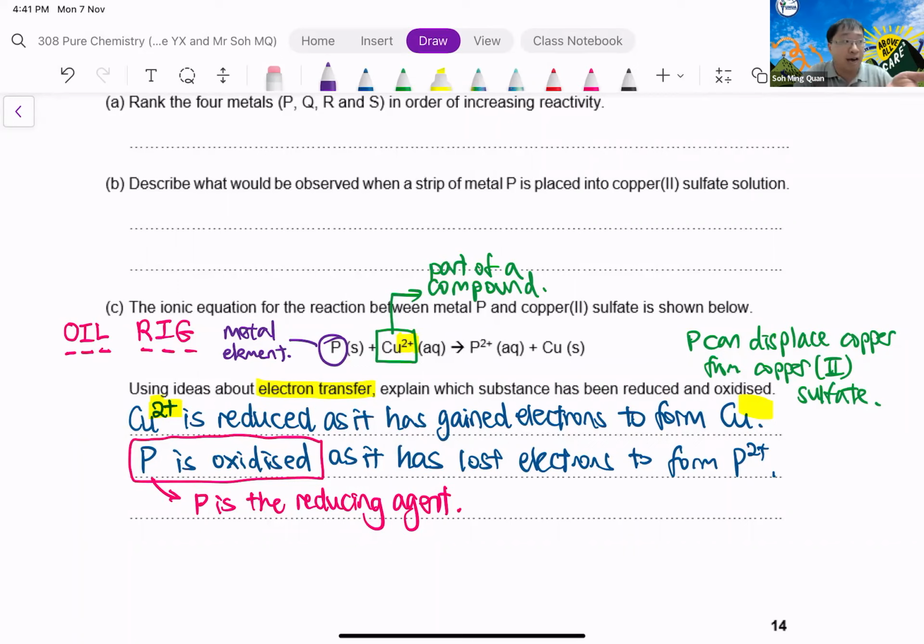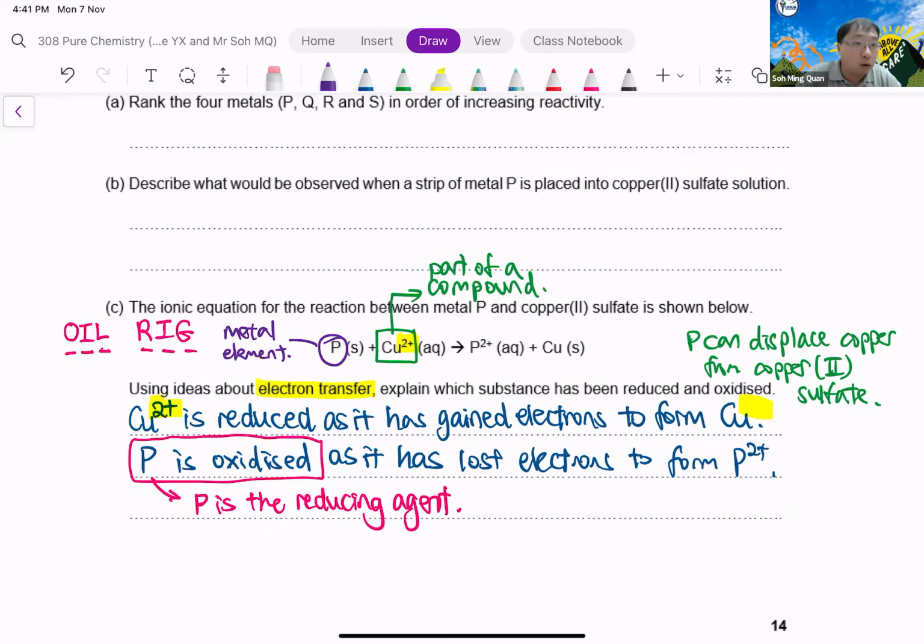Many students didn't realize that Cu2 plus must be part of a compound because they are not familiar with ionic equations. They thought that we must always give you a chemical equation. Nope. In fact, very often for displacement, we will just give you the ionic equations like these.